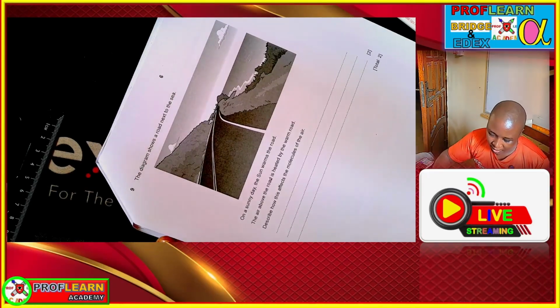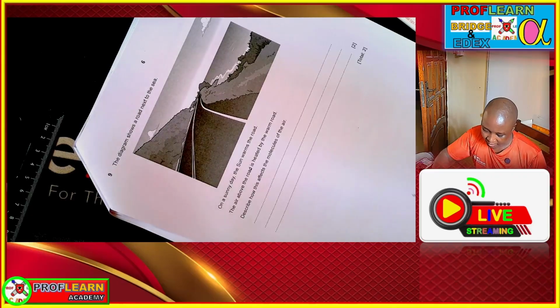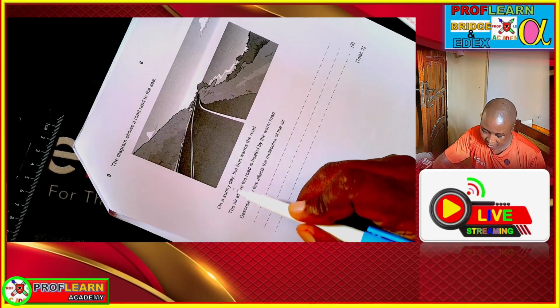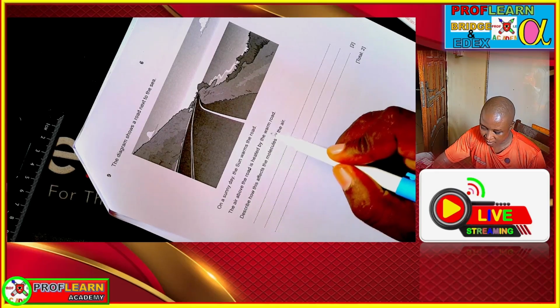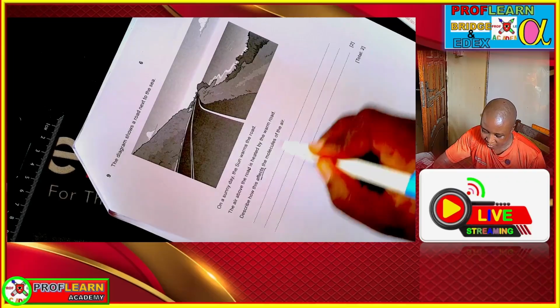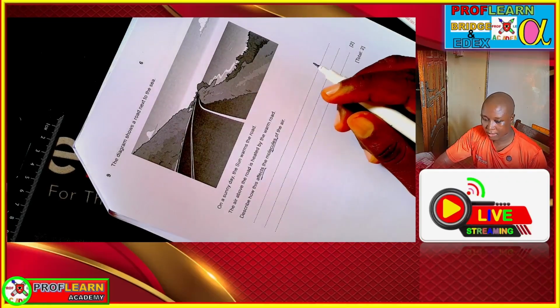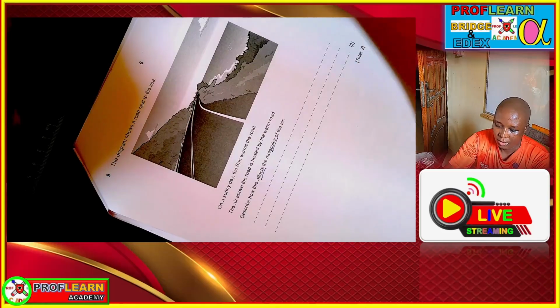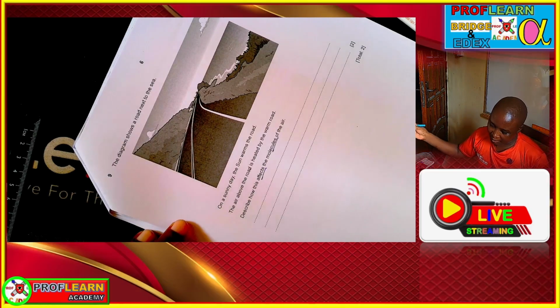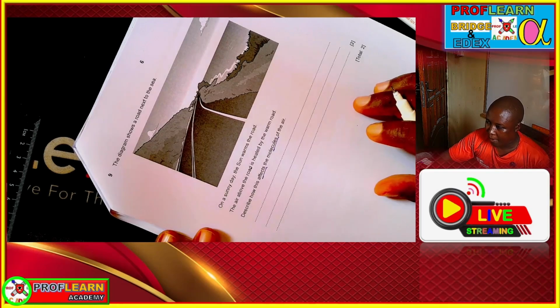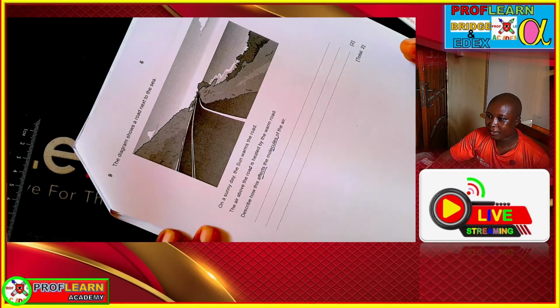In question number 9, the diagram shows the road next to the sea. On a sunny day, the sun warms the road, and the air above the road is heated by the warm road. Describe how this affects the molecules of air. So in this case, what we need to put into perspective is the particulate nature of matter and how particles of air behave when temperature increases.